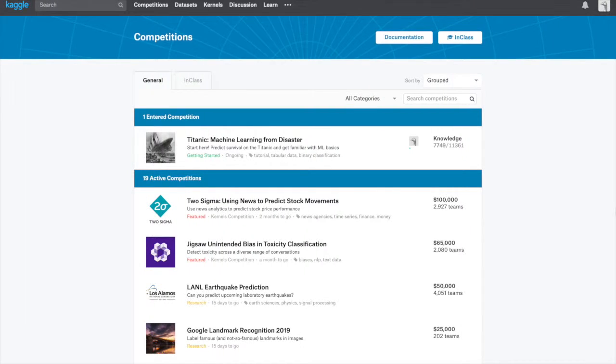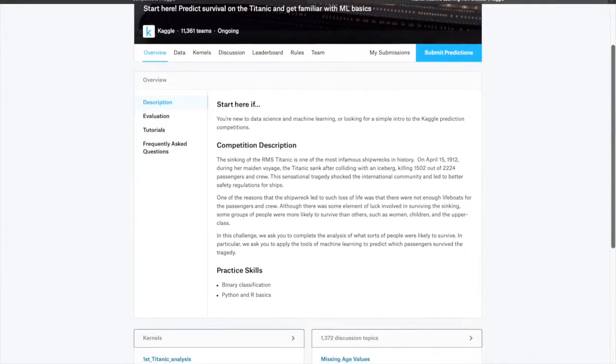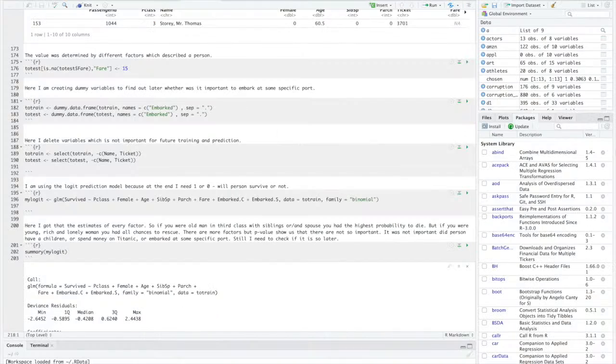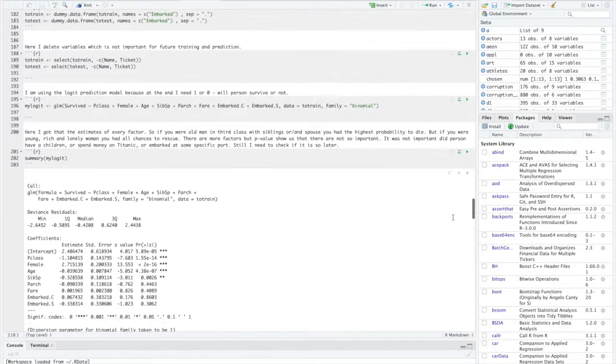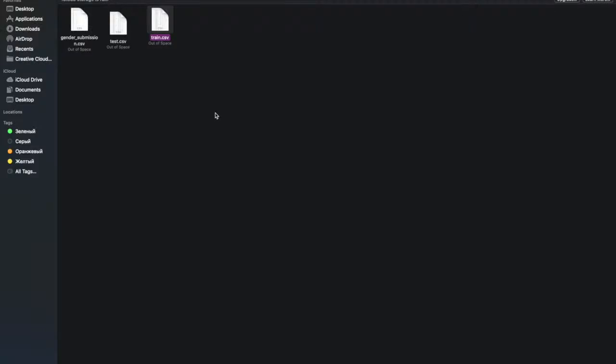This challenge I found on Kaggle competitions, and here I am asked to complete the analysis of what sorts of people were likely to survive. In particular, I was asked to apply the tools of machine learning to predict which passengers survived the tragedy. So let's discuss our data.